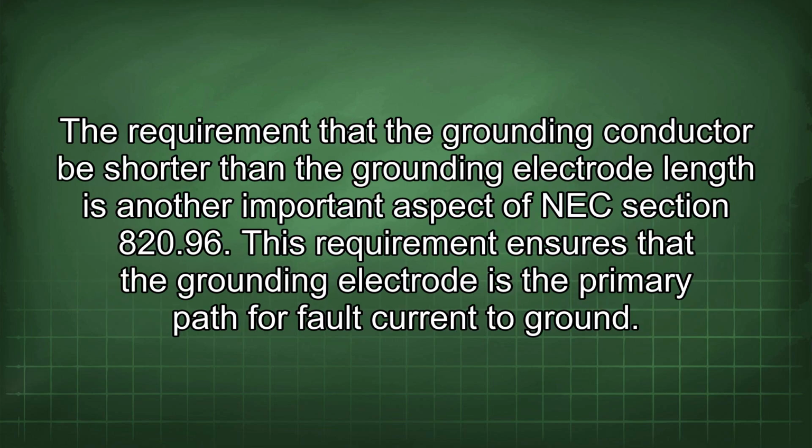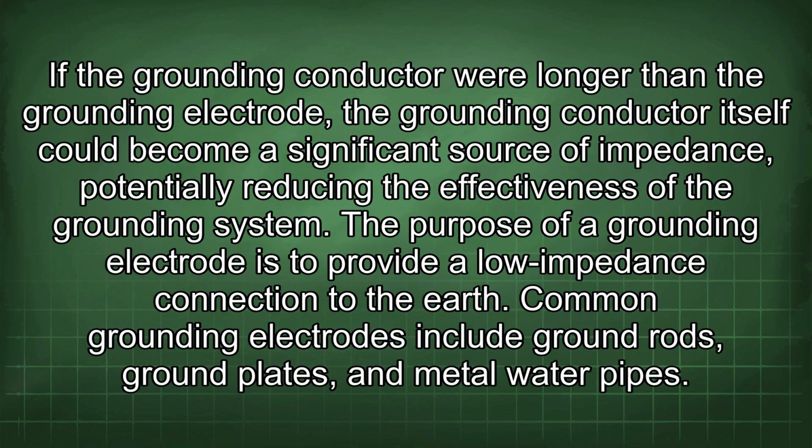The requirement that the grounding conductor be shorter than the grounding electrode length is another important aspect of NEC Section 820.96. This requirement ensures that the grounding electrode is the primary path for fault current to ground. If the grounding conductor were longer than the grounding electrode, the grounding conductor itself could become a significant source of impedance, potentially reducing the effectiveness of the grounding system.